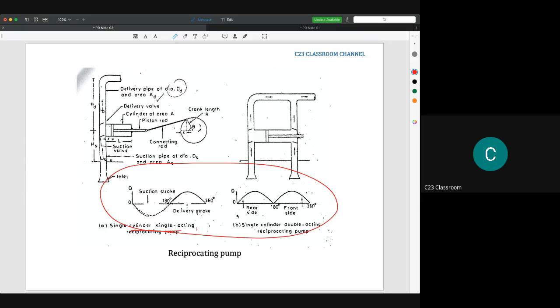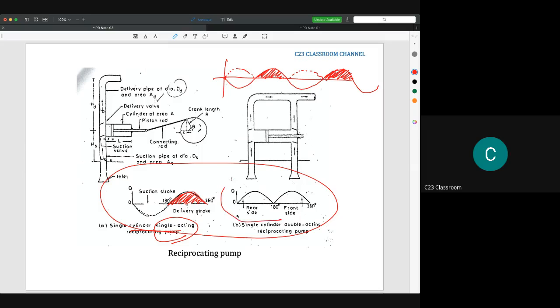Okay, so you can also understand that if one cylinder is single acting, the delivery only occurs when the piston pushes the liquid. So if we draw a graph, we have a sinusoidal cycle like this one. This is the suction, there is no delivery, so delivery only occurs at this point. That's why engineers make the double acting piston pump, to make sure that the delivery will occur all the time.